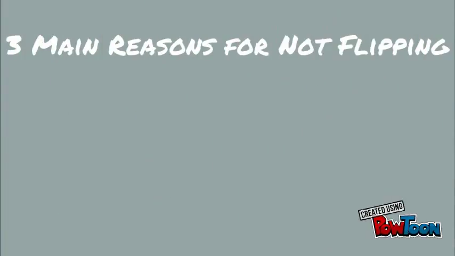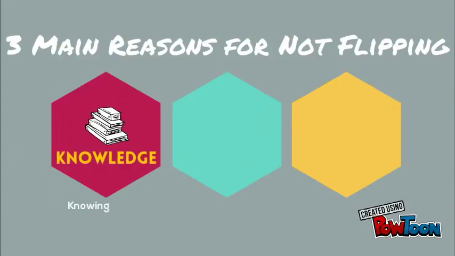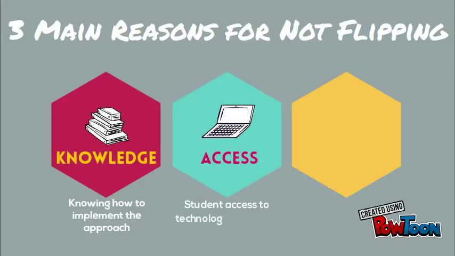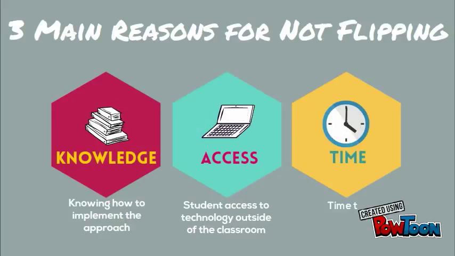Of those teachers who are wanting to flip their classroom, their three biggest reasons for not flipping are: knowledge. Teachers feel that they don't have a deep enough understanding of how the flipped classroom approach works to be able to implement it effectively. Access. This is most evident among teachers in low socioeconomic areas where students do not have access to either devices or suitable internet networks outside of their classroom. Lastly, teachers are worried that they do not have enough time to create or find effective resources to implement the flipped approach in their classes. The rest of this video will aim to alleviate some of these teachers' concerns.